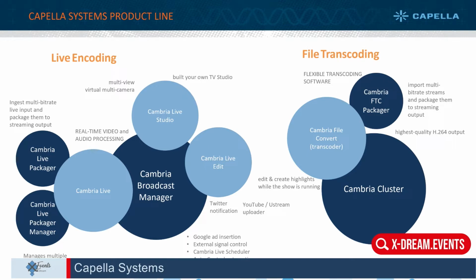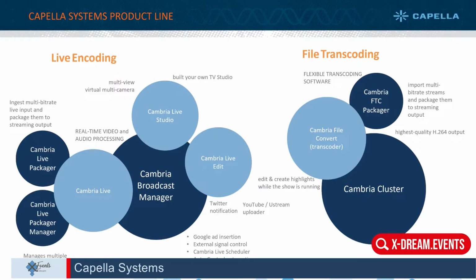The live transcoding farm is composed of different elements. One is about the managing of live transcodes, events, or even permanent streamings. And the other one is about the actual encoding step. The product that we are talking about is the Broadcast Manager for the orchestration and Cambria Live as the actual transcoding engine.